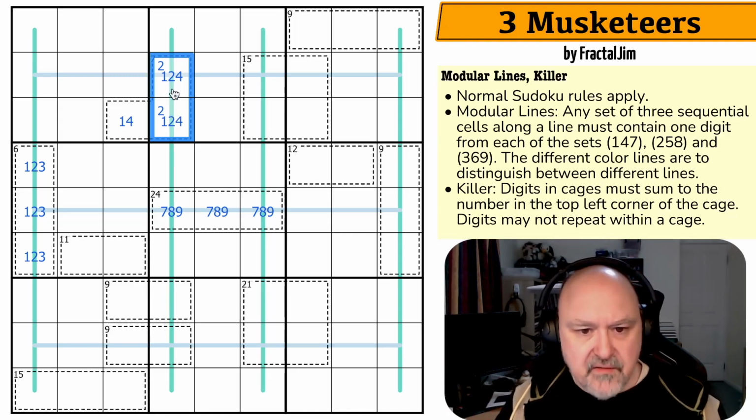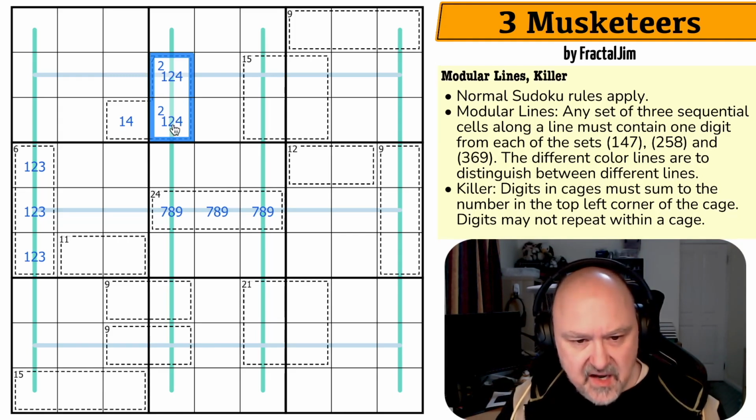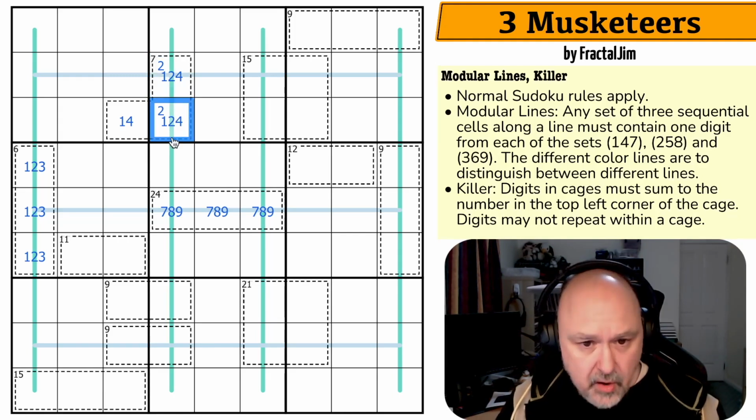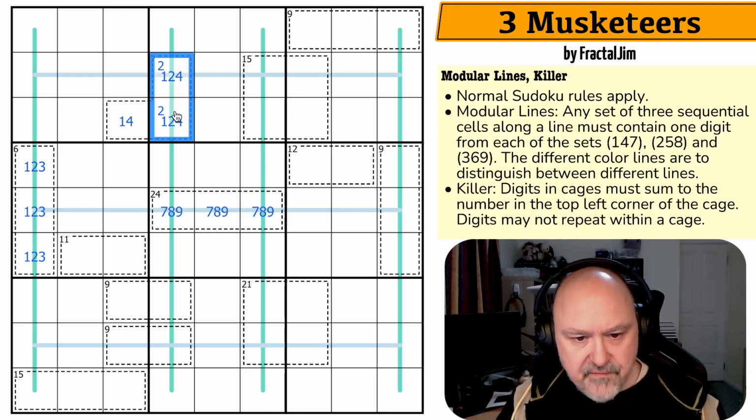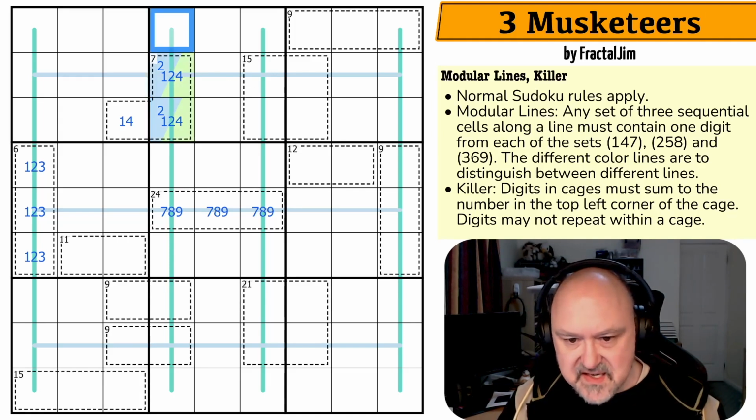Right. But 1 and 4 are the same modularity, so they can't go next to each other. So I know these are 1, 4, and 2. So I use blue and green for those. So this is yellow modularity. So I know this is yellow modularity and this is yellow modularity.